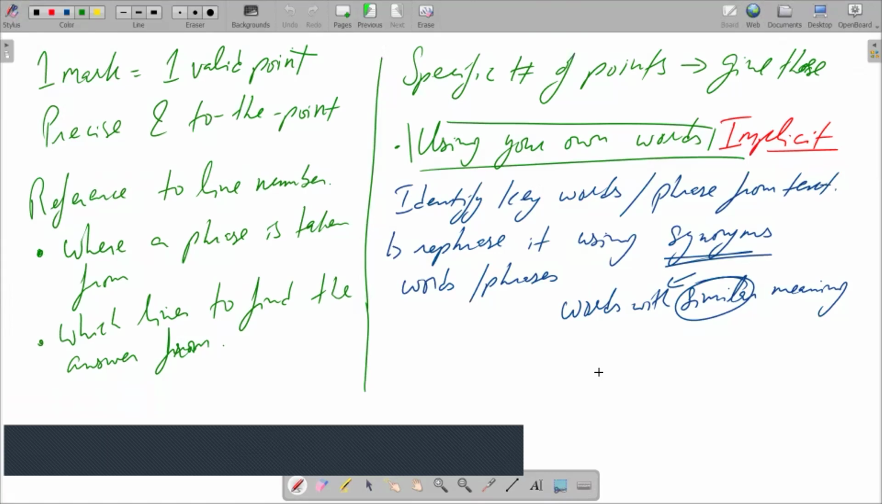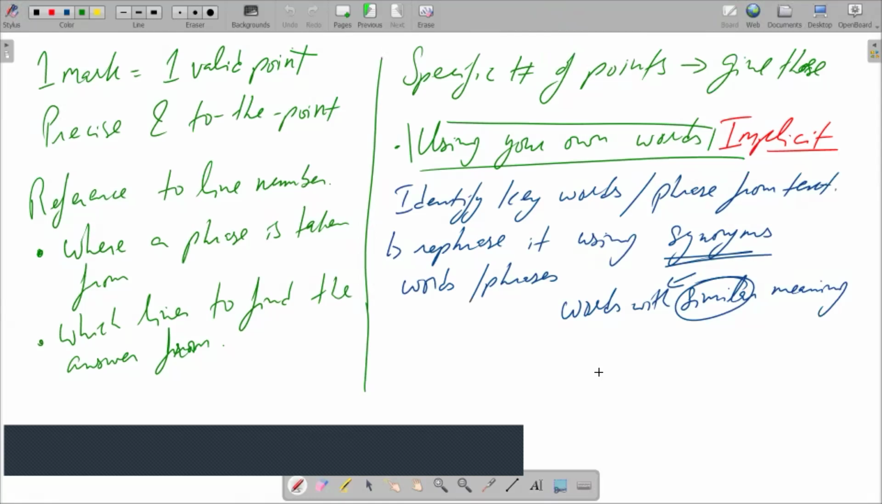If the question mentions a specific number of points that are required, then you obviously give that many points, and you make sure that you're answering them separately, as in you put a full stop after the first point and then start the new point as a new sentence. In the question paper, we'll see that they've given you separate space to write it, with bullet points. So we'll take a look at that.